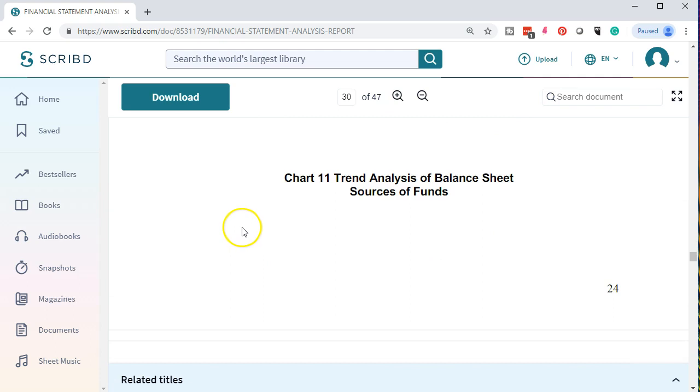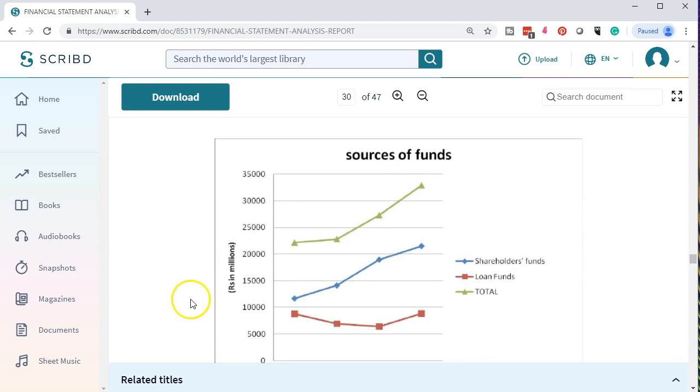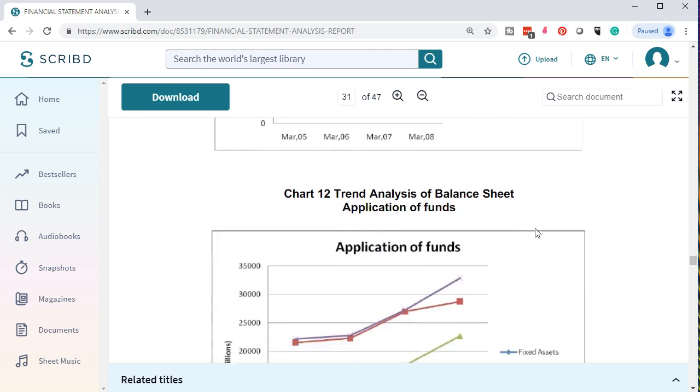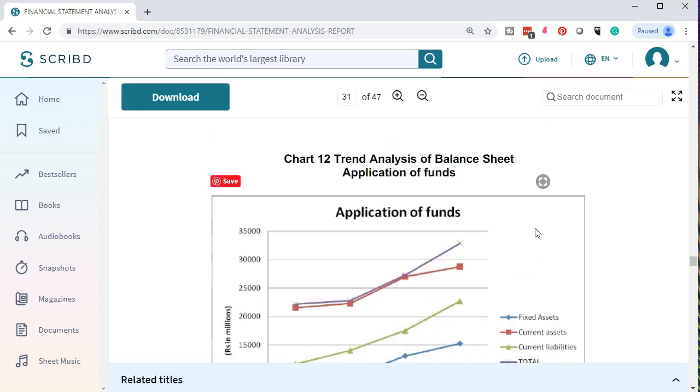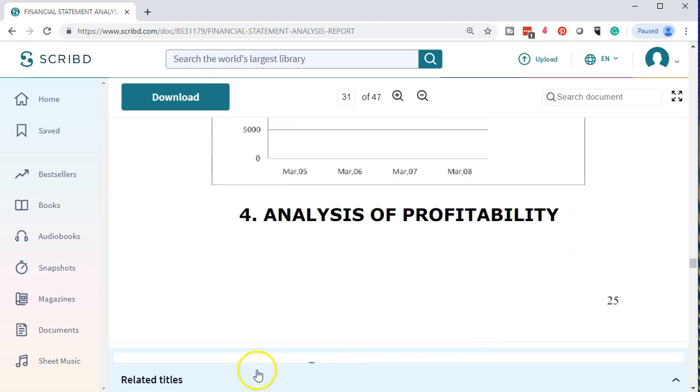Then we have a trend analysis of the balance sheet, and we can also graph the trend analysis of the balance sheet. So we have the sources of the funds here, shareholder funds, loan funds, and then we've got the trend analysis of the balance sheet application of the funds. So we have the fund analysis here, fixed assets, current liabilities.